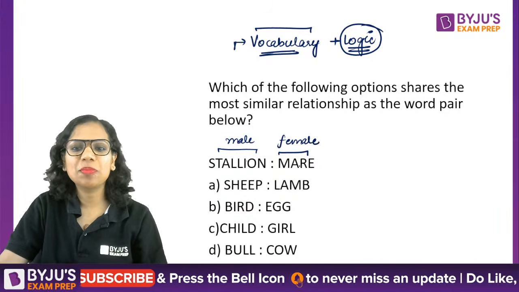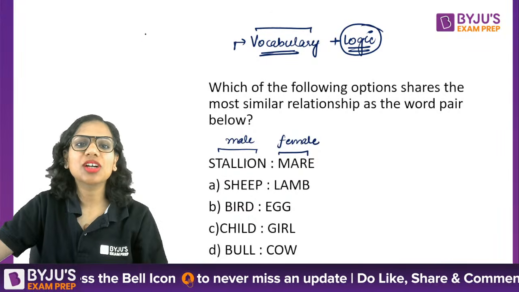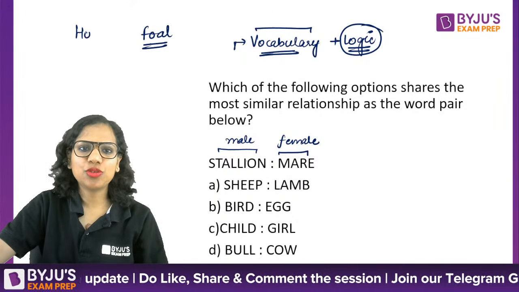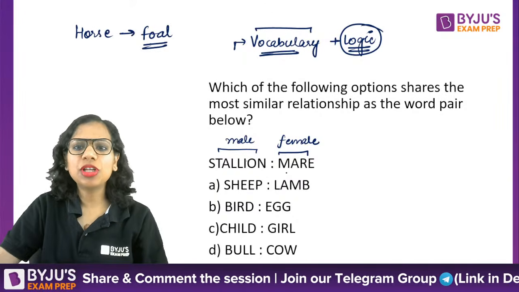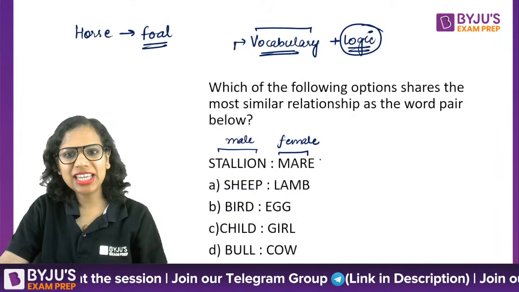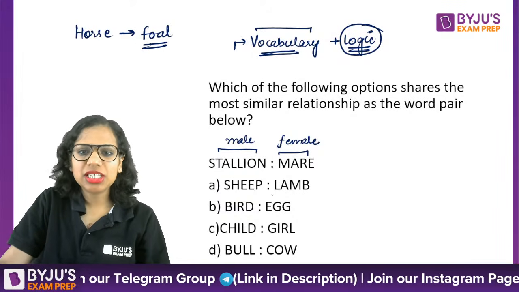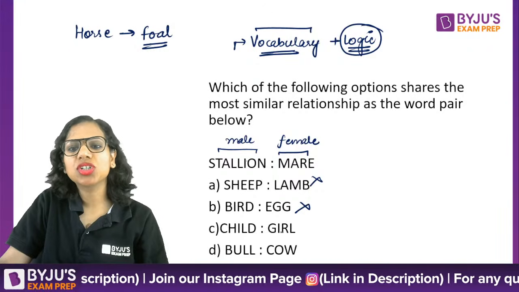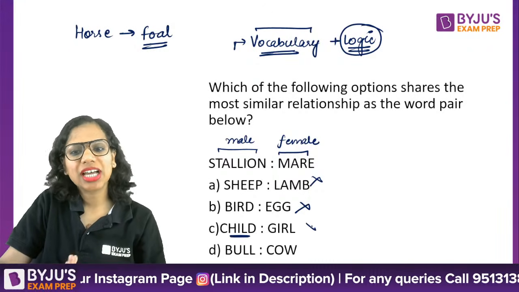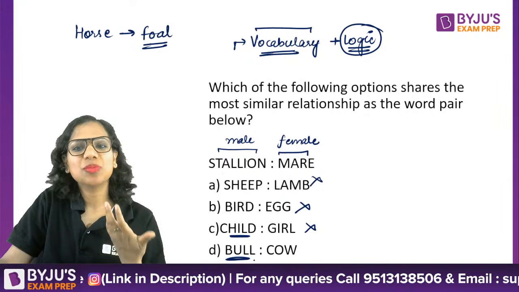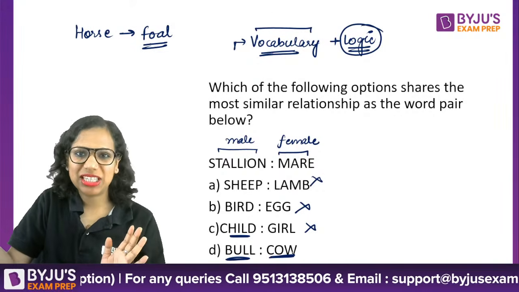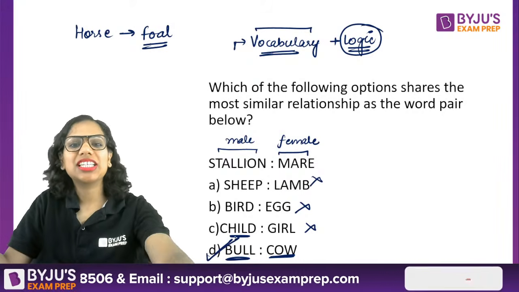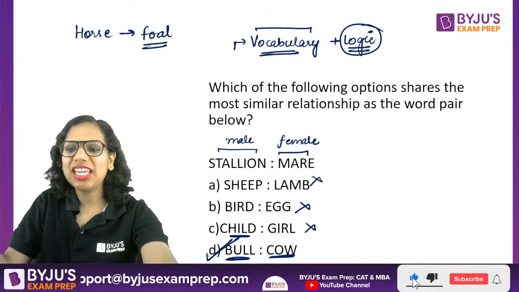A mare is not the young one of a horse. The young one of a horse is called a foal. The female of a horse is called a mare. Right? So, because of this, A is eliminated, B is eliminated. Child is to girl: child is gender neutral, again eliminated. Bull is the male, cow is the female, right? So again the male-female relationship, and that's why D is our answer, right?